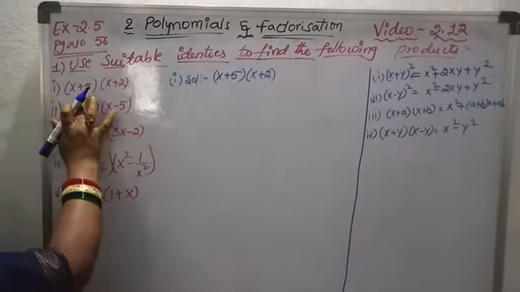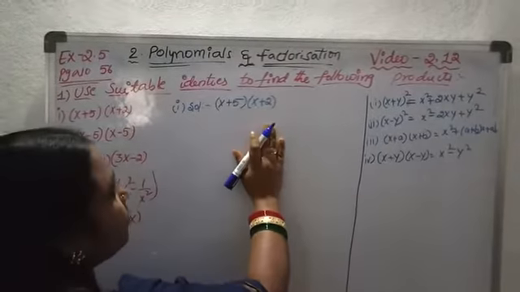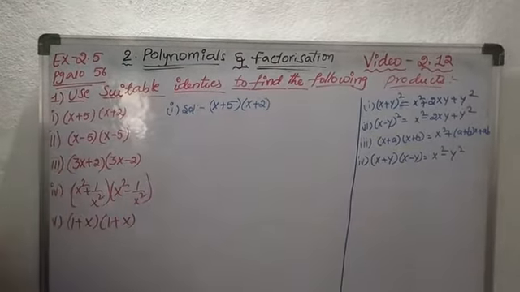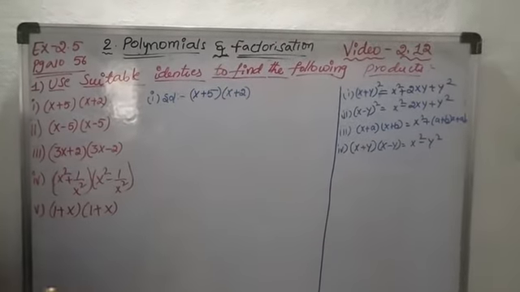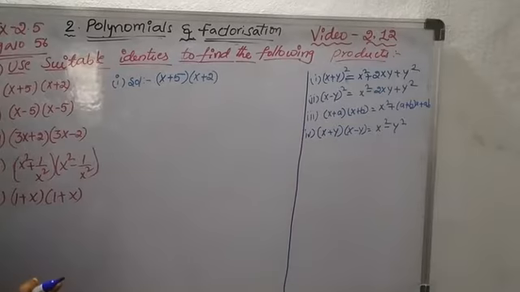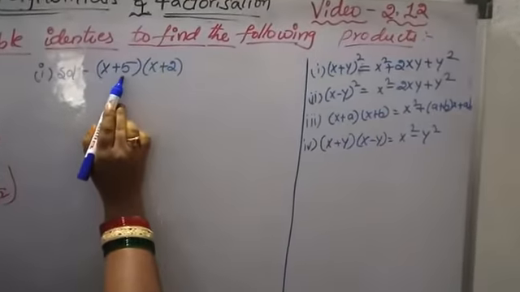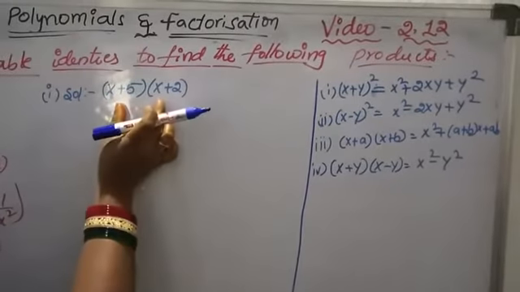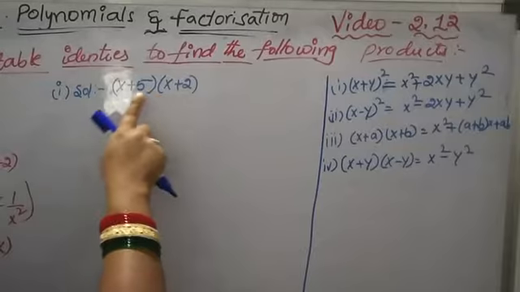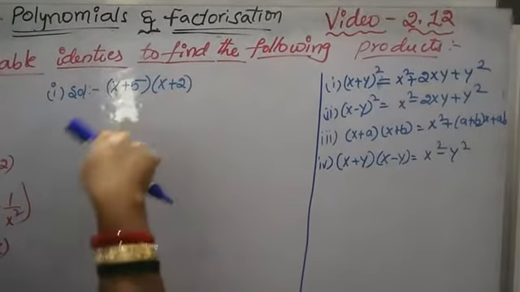Okay children, now (x plus 5) into (x plus 2). Which formula is suitable for this? Once again, check the formulas before starting this video, which I already taught on the board, and identify which formula is suitable. Here two terms are given, x plus 5 and x plus 2. The first term is the same, but the second value is different.